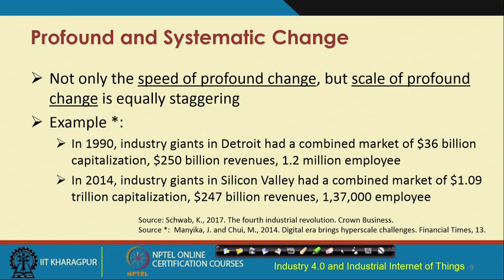Going back to the 1990s, there were different industry giants in the Detroit area in the US, which had a combined market value of $36 billion in terms of capital. Their overall revenues were on the order of about $250 billion. And the number of employees working in that area was about 1.2 million.